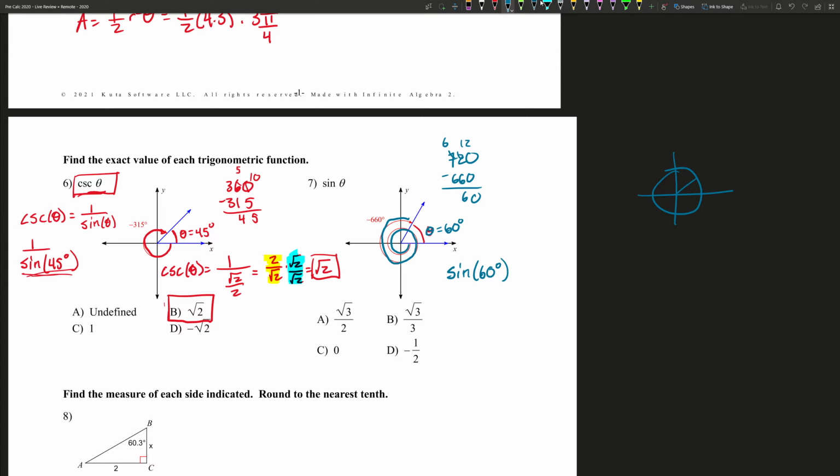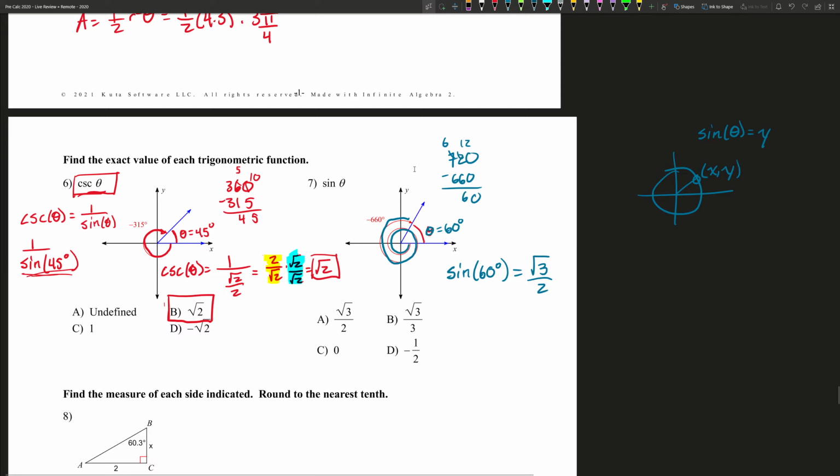60 degrees gets you this point. Sine of 60 degrees gives you the y coordinate, right? So you have some x coordinate, y coordinate. Sine of that angle gives the y coordinate, right? So sine of 60, if you go to your unit circle, gives you rad 3 over 2.